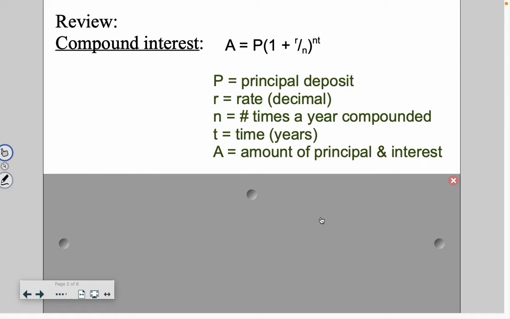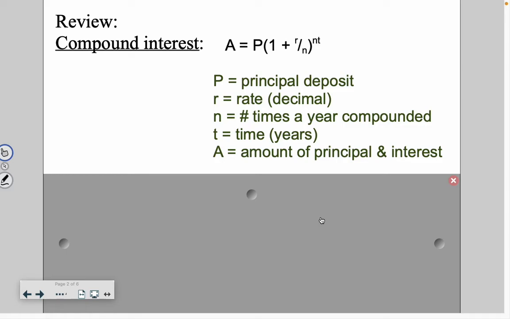R is your interest rate. Remember, you're going to take the interest rate, normally it's given to you as a percentage, and you need to rewrite it as a decimal when you plug it into that formula. N is the number of times per year that you're compounding. So it could be once a year, twice a year, every week, 52, whatever. But N is the number of times that you're compounding.